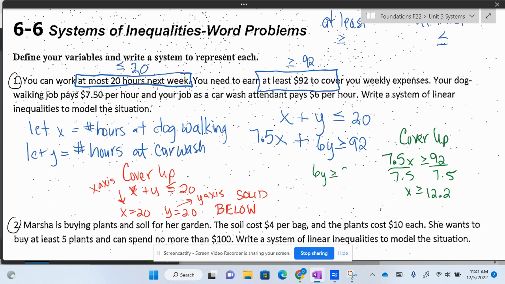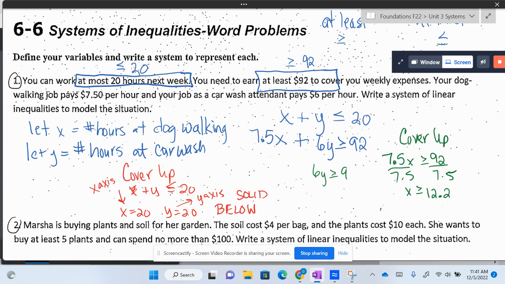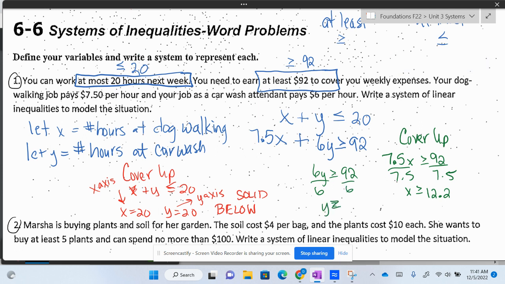6y has to be greater than or equal to 92. Oh, sorry, 92, not 90. If I divide both sides by 6, what does that become? So y is greater than or equal to 15.3. So this is where I cross the y-axis, and this is where I cross the x-axis. Because it's got to be greater than, I'm going to shade above, and it's going to be a solid line.